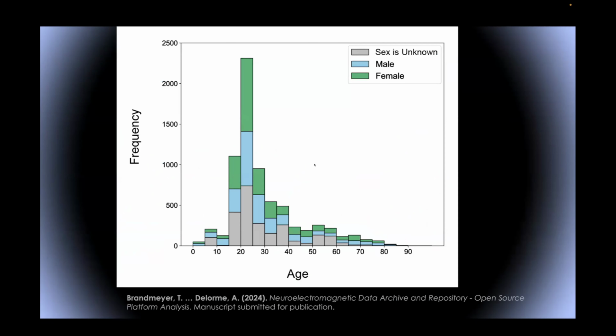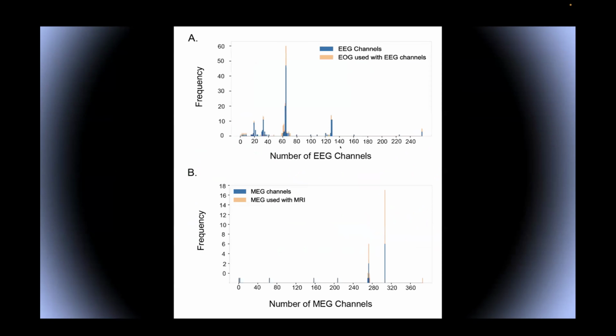This is the type of age distribution we have in our data. Lots of undergrad students, you see the big peak at 20, so it's not uniform across the population. Here, this plot is in terms of number of channels. Most of the EEG we distribute is 64 channels with a little bit of 128, and most of the MEG is above 250 channels. That depends on the amplifier that recorded the data.